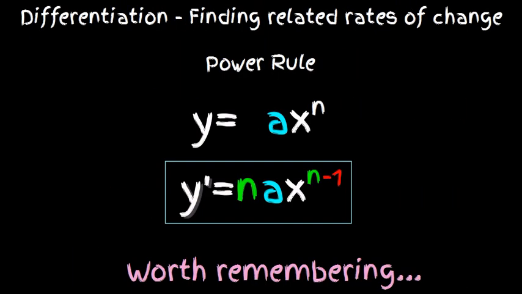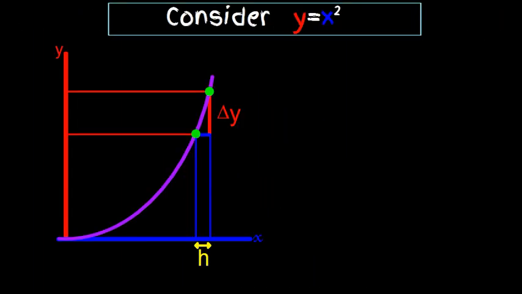Now there's something called the power rule, which pops up all the time. It's one of the first rules you learn in calculus. If you've got a function like an output y equals ax^n, which could be like 3x squared or something like that, then the first derivative, or the rate of change of that function, is n times ax^(n-1), which is worth remembering, and we'll be proving why that is true today. So consider a function y equals x squared.